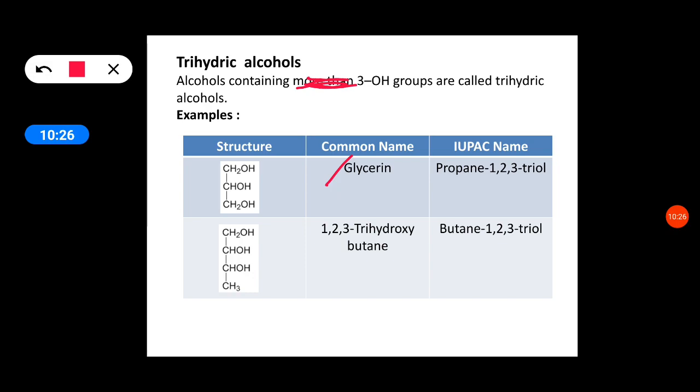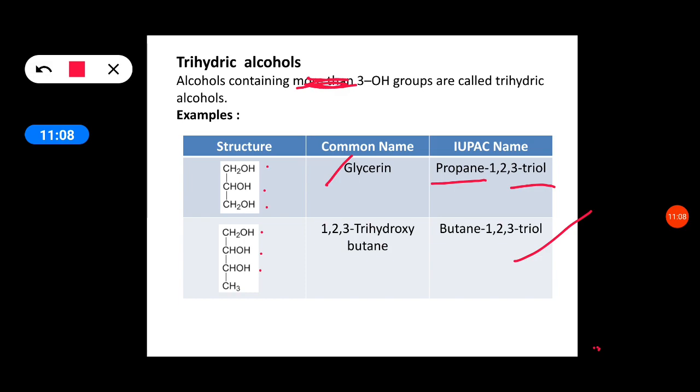But in the IUPAC name, 3 carbons are there, therefore it is propane. All the carbons 1, 2, 3 bear the OH group, and with 3 OH groups, therefore it is propane-1,2,3-triol. In this also 4 carbons are there, and the first, second, third carbons bear the OH group, therefore it is 1,2,3-trihydroxybutane. But in the IUPAC name, butane-1,2,3-triol. So these are examples of trihydric alcohols and their nomenclature.